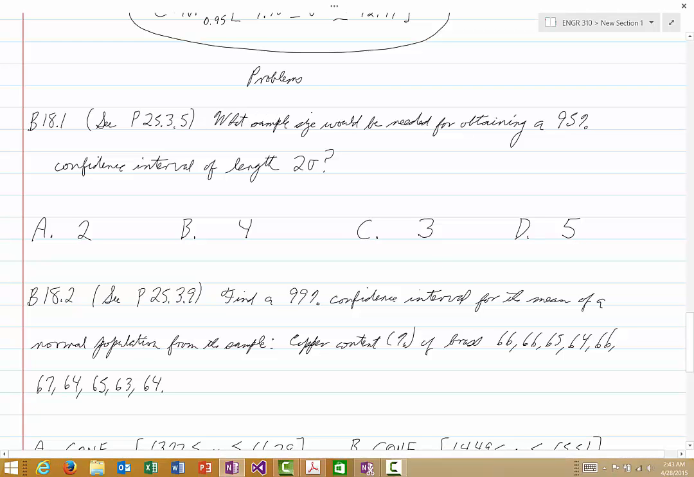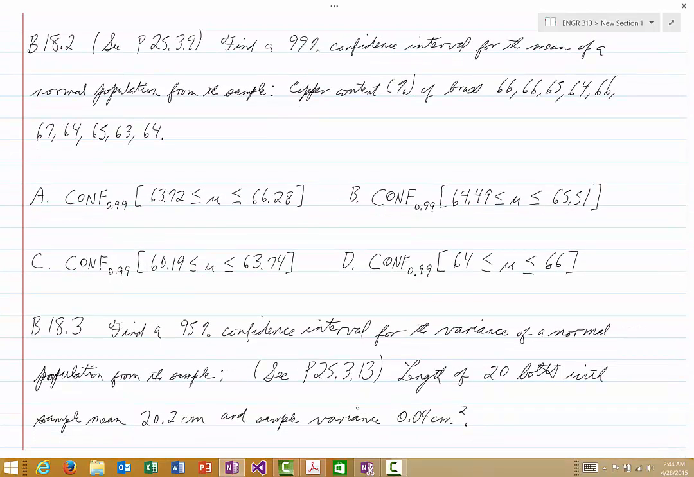For problem B18.2, for this one you should refer to problem 25.3.9 in your text. And it says find a 99% confidence interval for the mean of a normal population from this sample. And we have copper content in percent of brass. And the sample is 66, 66, 65, 64, 66, 67, 64, 65, 63, 64. All of those are the copper content in percent of brass. I didn't put percent in all of these, but you should understand.